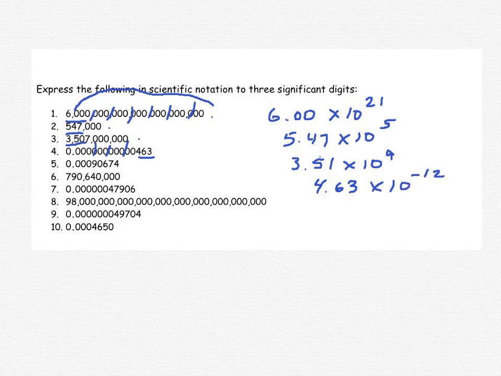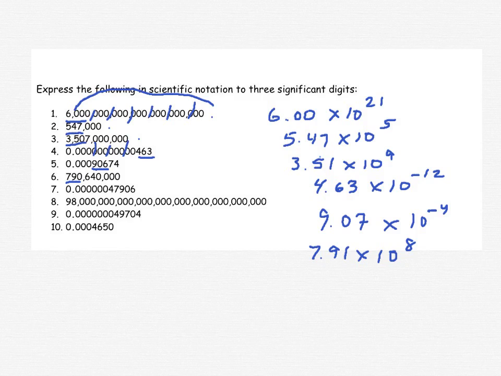For number 5, at 906, the 7 would round it up, so it's going to become 907. So 9.07. The decimal moved a grand total 4 places to the right, so 10 to the negative 4. For number 6, 790, the 6 would round the 0 up to a 1, so 7.91. How many places? 3, 6, 8. 10 to the 8 is 10 times 10, 8 times.